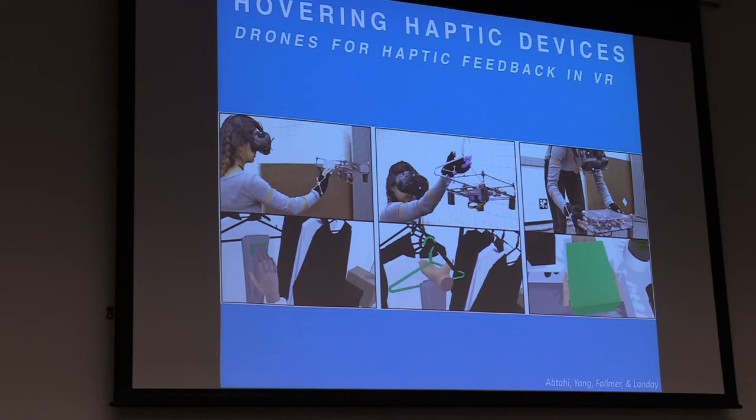In the second case, we have, if you had picked something off a rack, could you feel the weight of like something on an actual clothes hook? And then the last case is a passive situation where we turn the drone off and you pick up the cage and put it in a box. You're feeling the weight of an object.